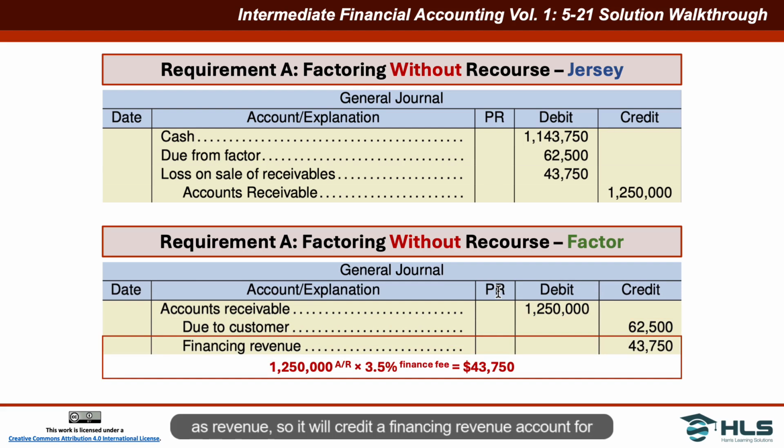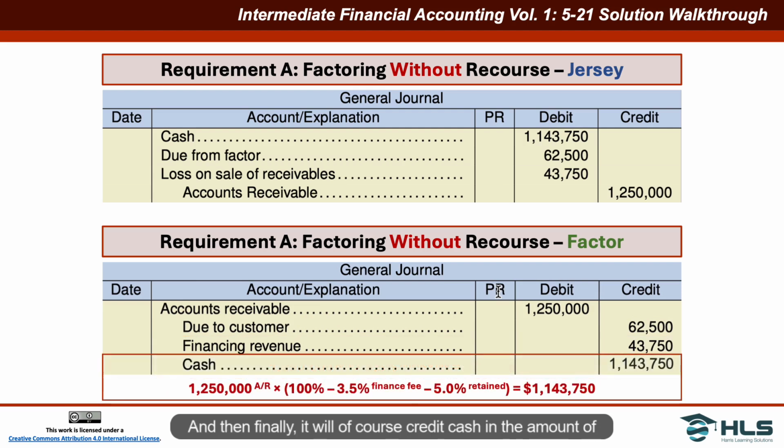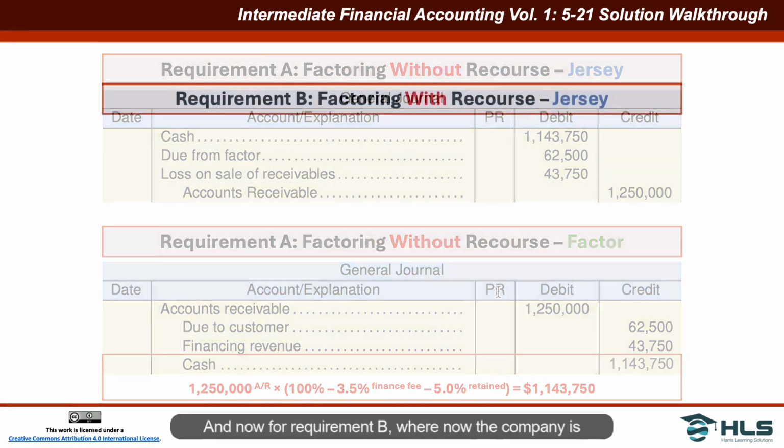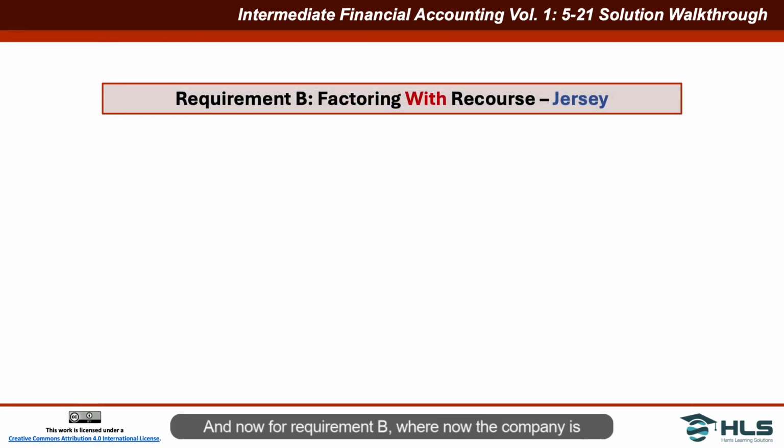So it will credit a financing revenue account for the 3.5% of the $1.25 million, or $43,750. And then finally, it will, of course, credit cash in the amount of $1,143,750 based on the total accounts receivable, less the finance fee and the amount retained. And now for requirement B, where now the company is factoring its receivables with recourse.